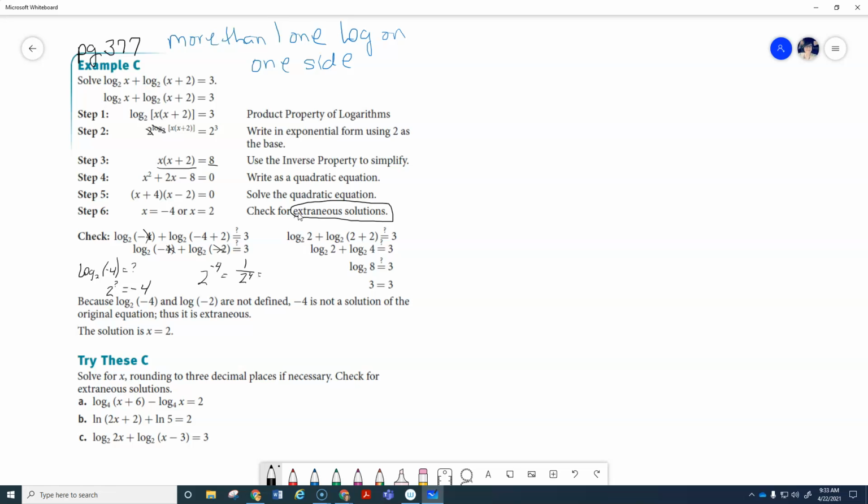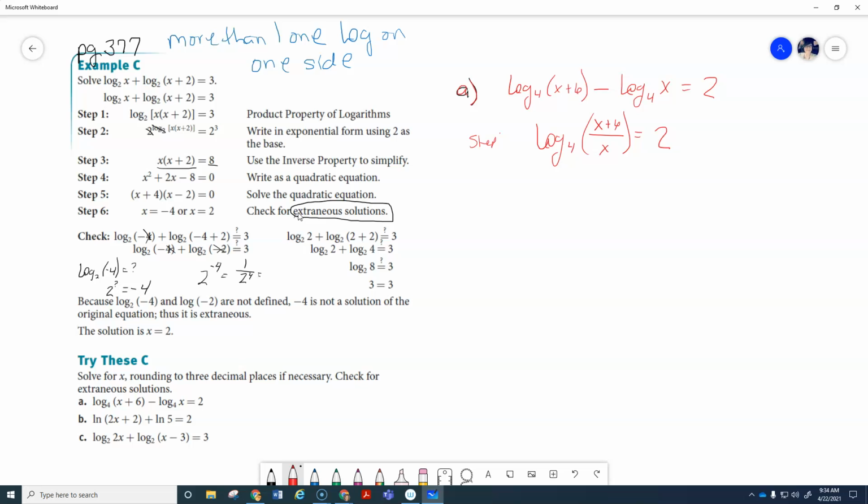All right, so step number 1 on part A right here is to condense this: log base 4 of x plus 6 minus log base 4 of x is equal to 2. So we have a minus sign. That's the quotient property. So that means this becomes one log, and it's going to be x plus 6 on top and x on bottom. Okay, and that's going to be equal to 2. So that was using the quotient property. So that was step number 1.